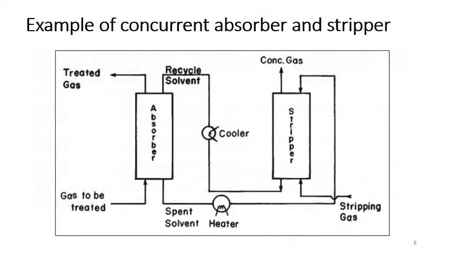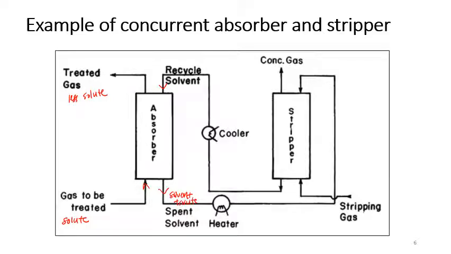So this is an example of a countercurrent absorber and stripper. So the gas to be treated here contains solute in gas phase. The solvent will be in contact with the solute in the gas phase, and the solvent will absorb the solute. So the treated gas here contains less solute, and the spent solvent here is solvent plus solute that is absorbed from the gas.